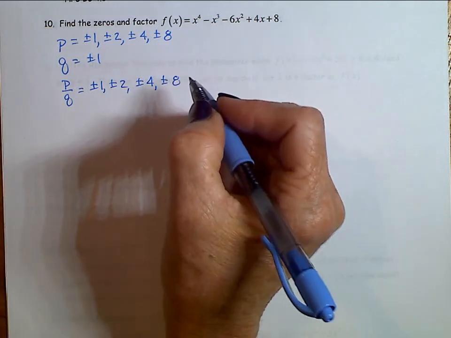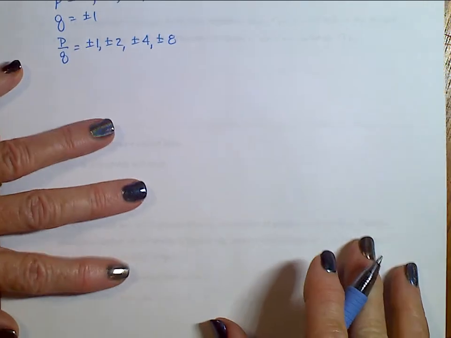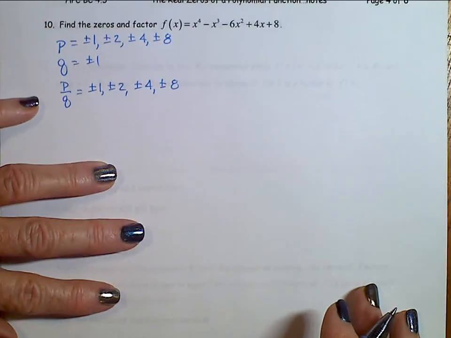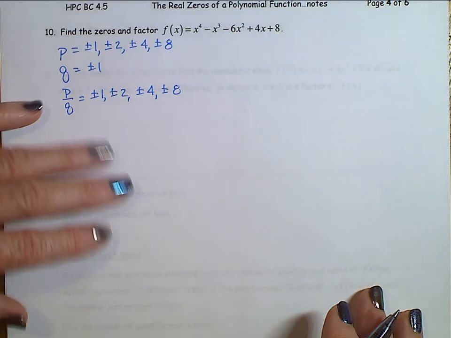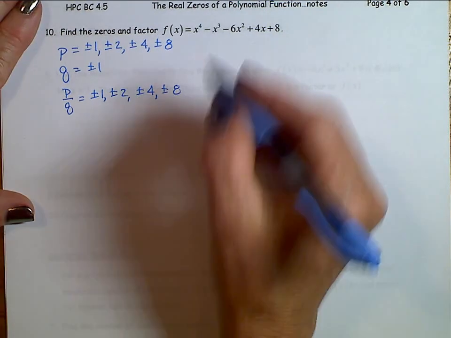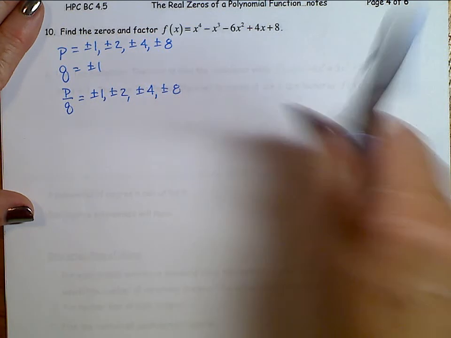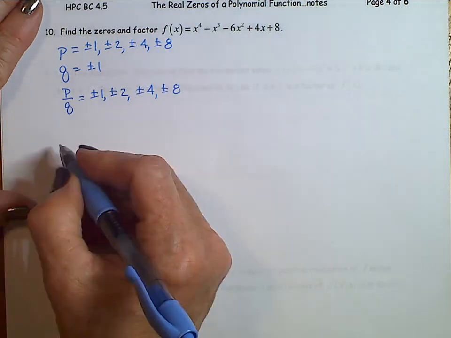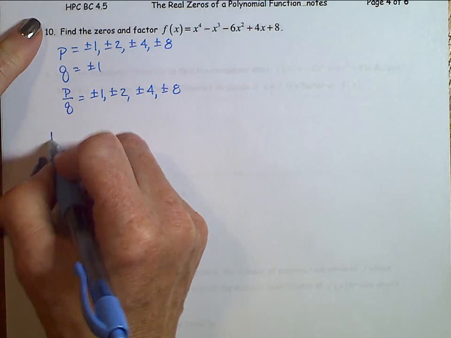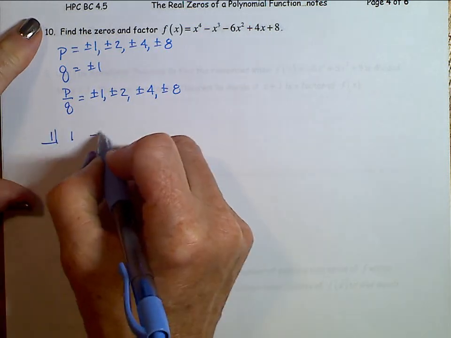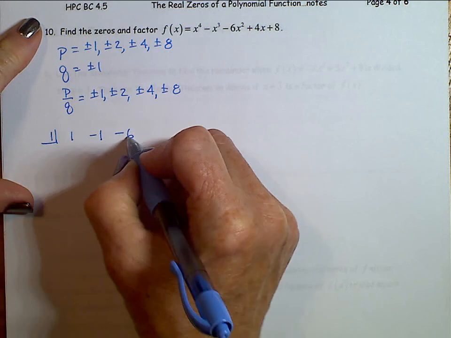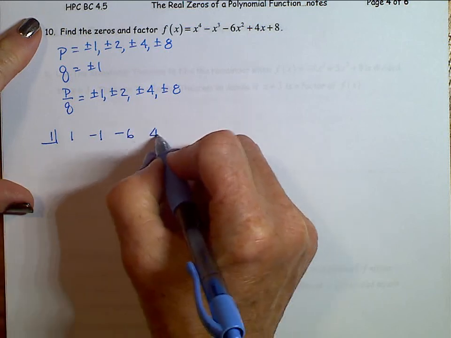All right, now, you can substitute in, as we said before, but personally, I like to do synthetic division, so I always start right off the bat with synthetic division. So let's start with positive 1, and we're going to have a 1x to the 4th, a negative 1x cubed, minus 6x squared, plus a 4x, plus an 8.